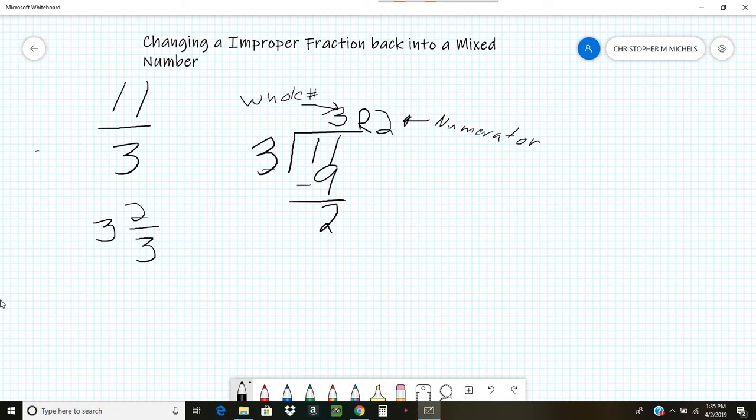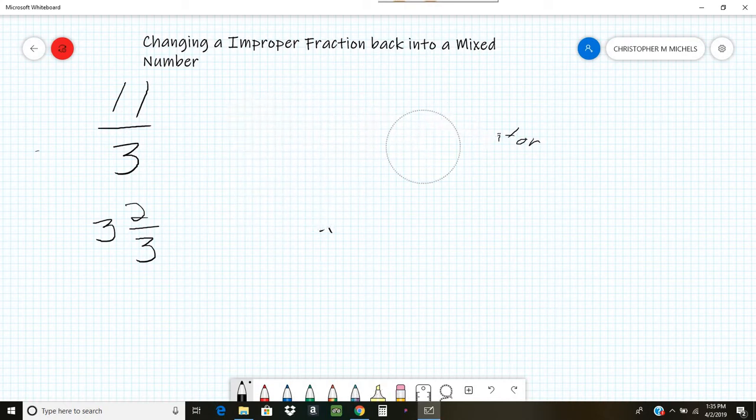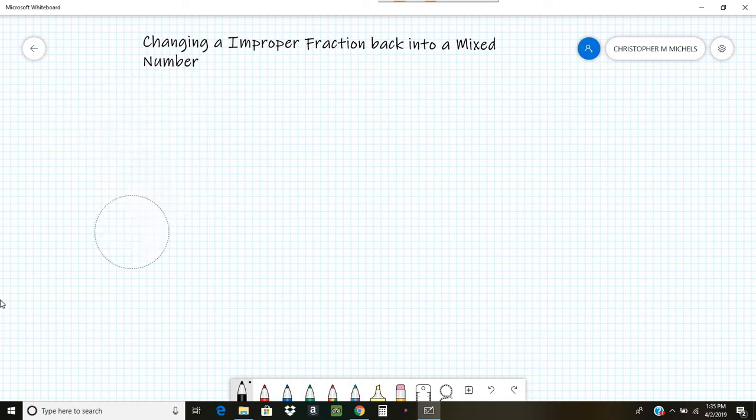So let's do another one here. Let's take a look at the eraser. Okay, get this out of the way. Okay, let's try another one here.